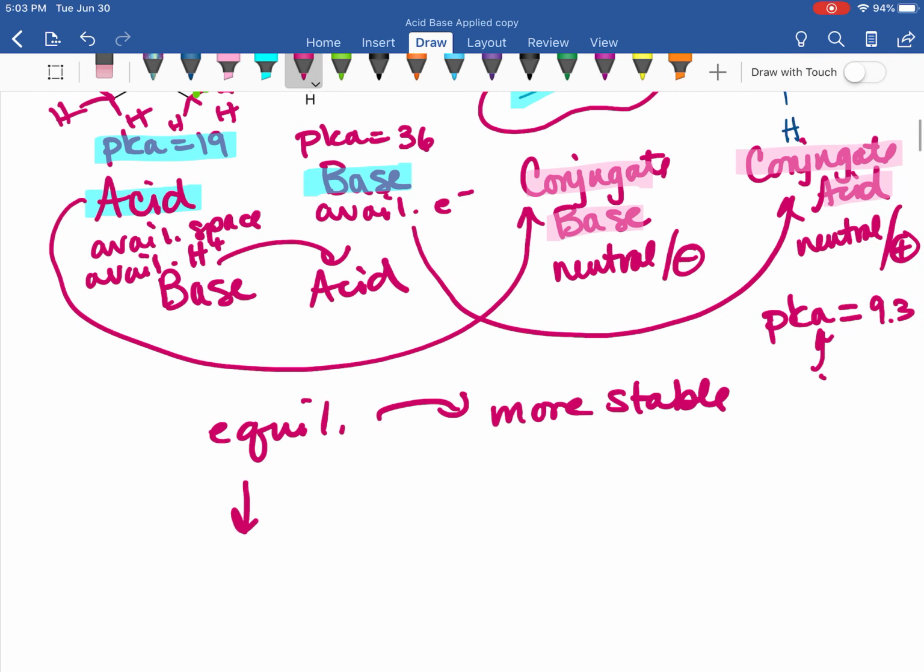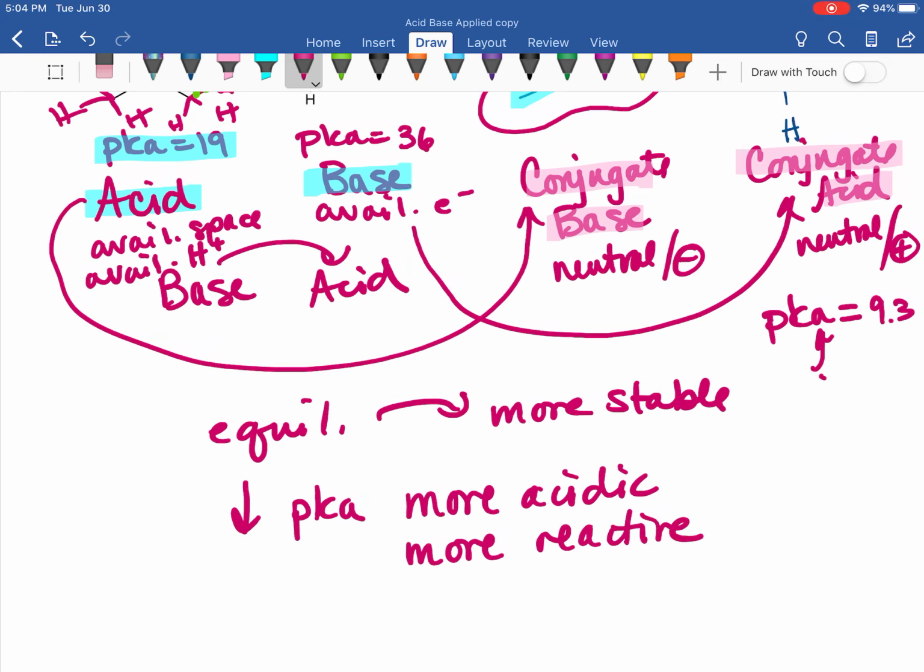Okay, so let's work our way through this. The lower the pKa, the more acidic. We've got that one down pat. The more acidic, the more reactive. The more reactive, the less stable.